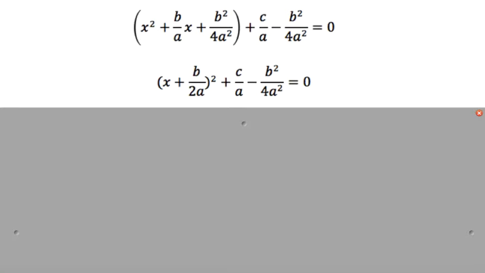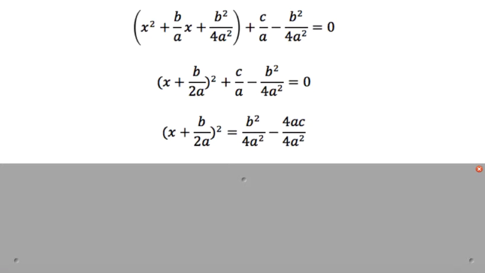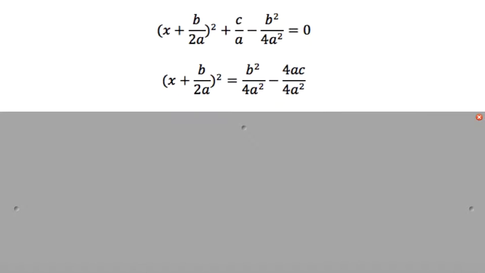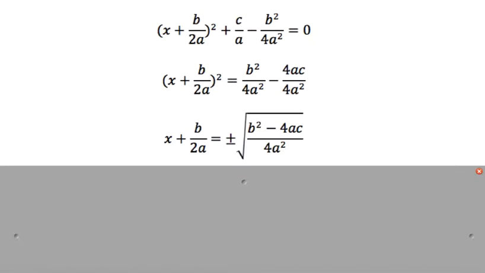I'm going to move those other two terms over to the other side, and I'm going to get a common denominator for them. So the b squared over 4a squared becomes positive, the c over a becomes negative, and I need to multiply it by 4a to get a common denominator. Now I have 4a squared. When I have my 4a squared, I can put both of those terms together, so it's going to look like that.